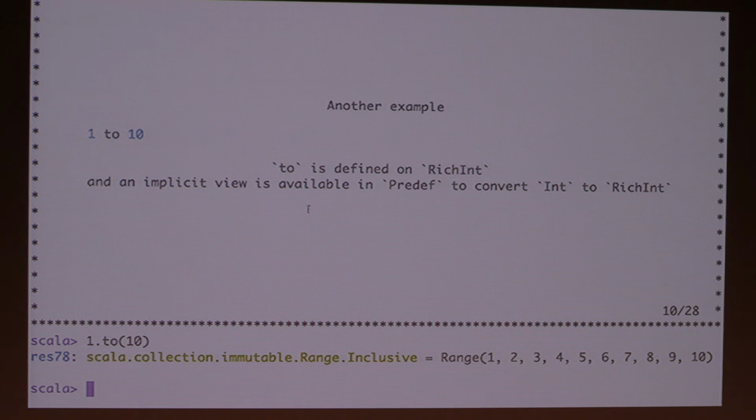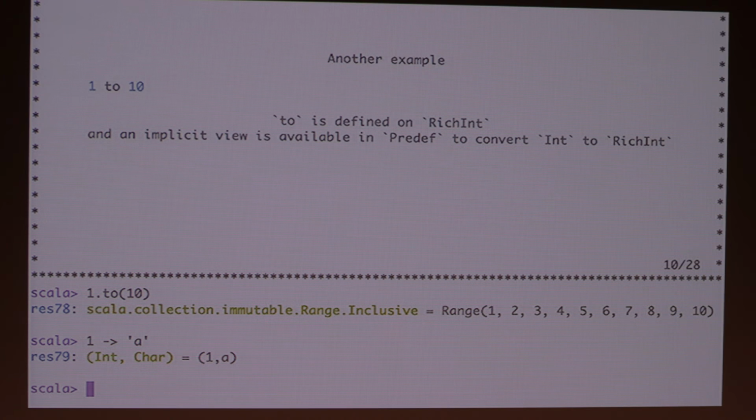Another example that works is the tuple syntax. If you have 1 arrow a, this method, arrow, is not defined on 1, but it is on, I think, ArrowAssoc or something like that. So it allows you to have this extra other syntax to create tuples in this case.